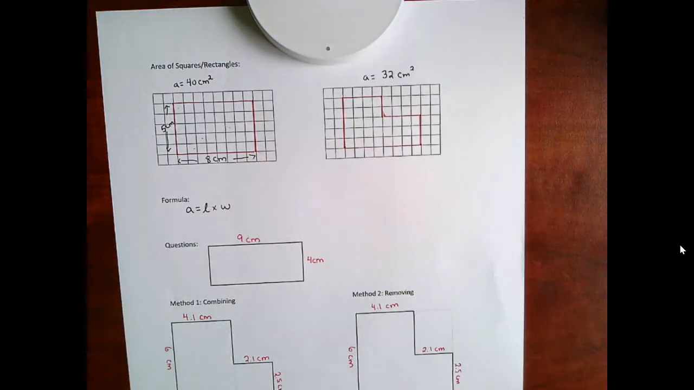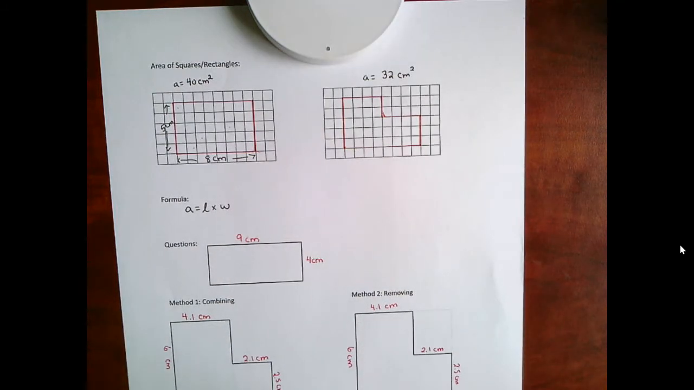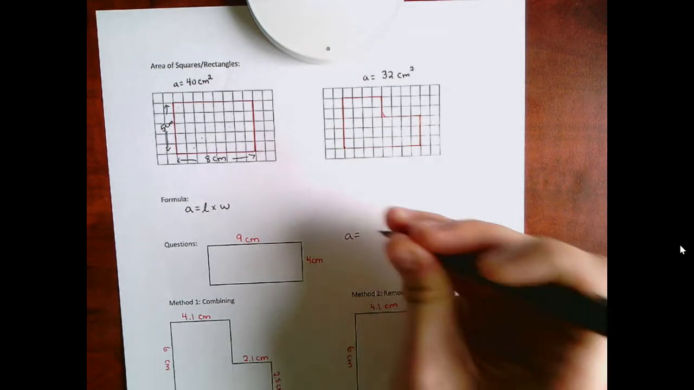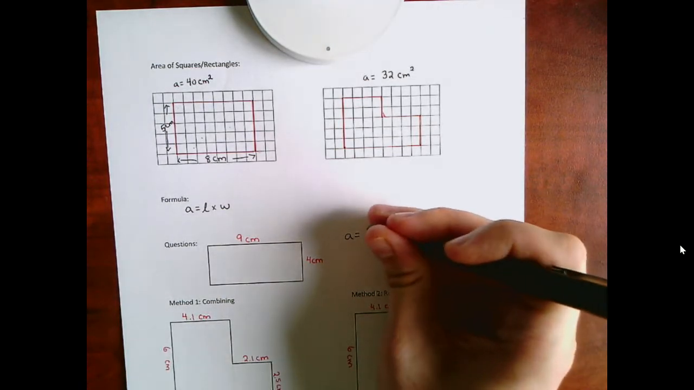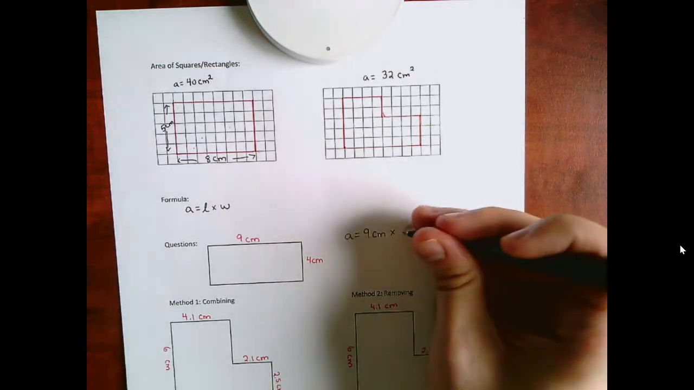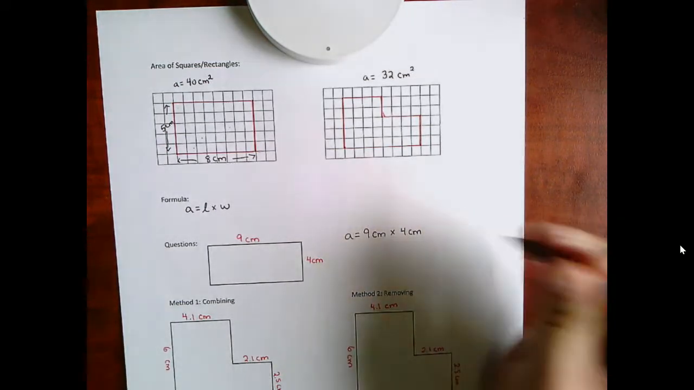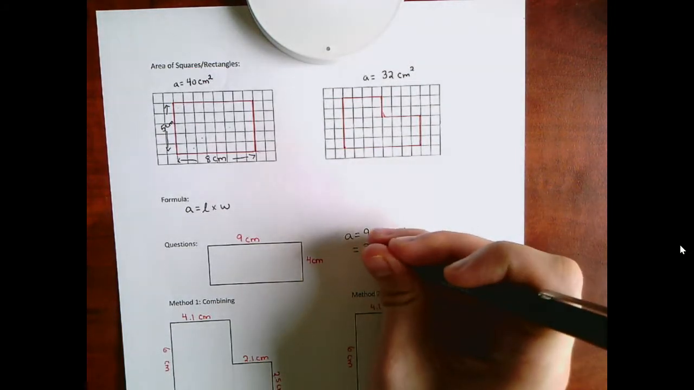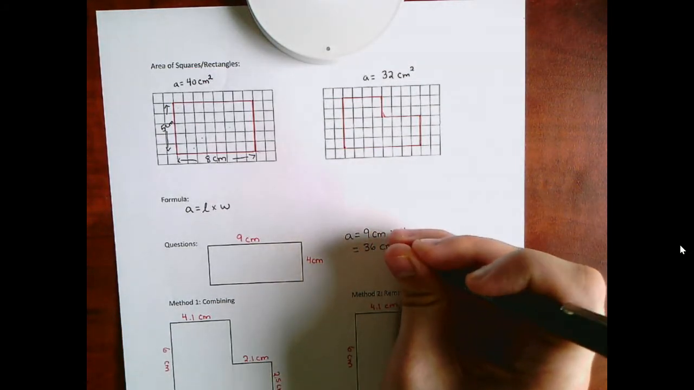Okay, so let's go and try to complete this first question here, which is just applying that area formula. So the area formula is, again, area is equal to the length times the width. So in here we have our area is equal to our length. We'll say the length is 9 centimeters multiplied by our width, 4 centimeters. Now 9 times 4 is 36.